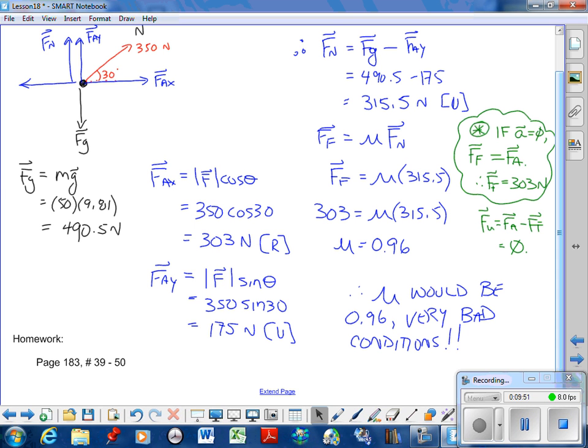So the homework's here, page 183, 39 to 50. That will give you a feel for combining a lot of things together that we've already talked about. The previous example and this example should definitely be able to guide you through a lot of the questions. So if you have any problems in class, let me know, and I will give you a hand in getting through them.